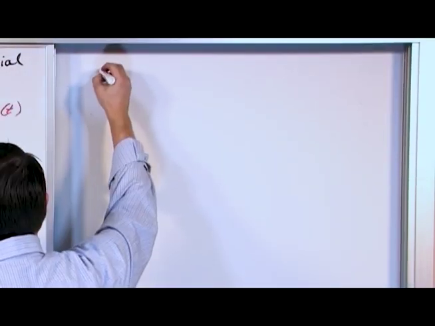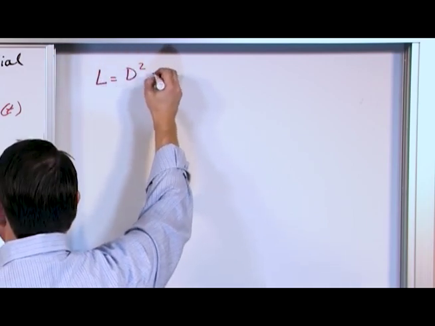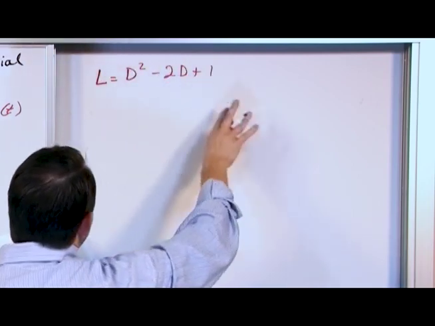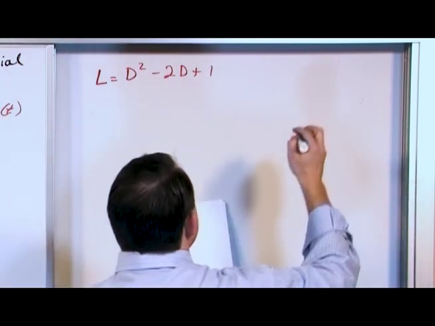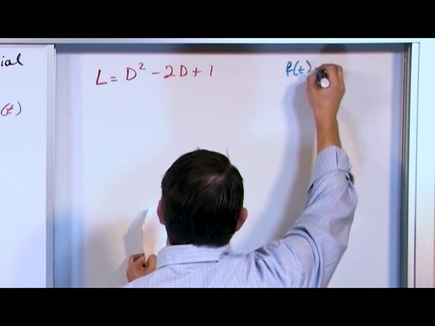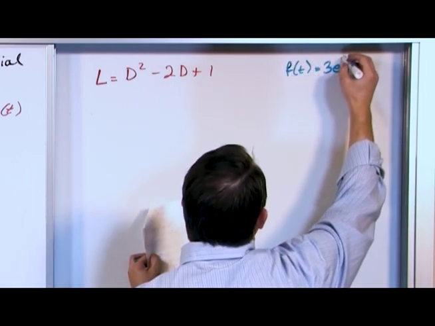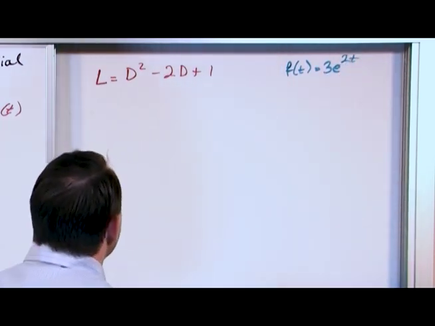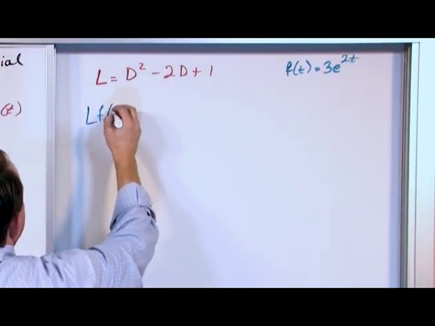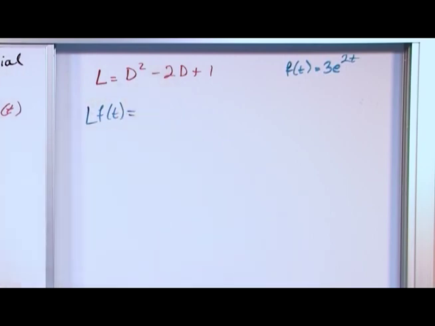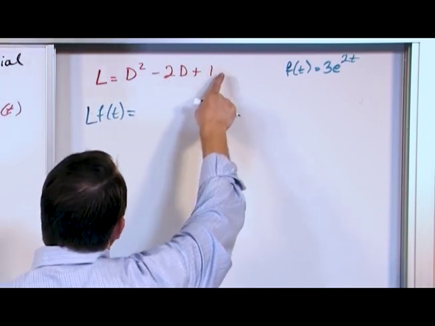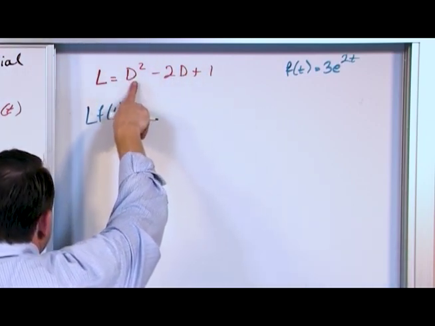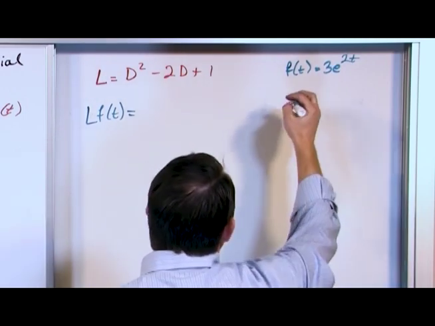So for the next problem, let L be D squared minus 2D plus 1. Same operator, I didn't change that, but let's change the function and make f of t equal to 3e to the 2t, right? So what we're trying to find is L f of t. You can write it out any way you want, but at the end of the day, this function is going to need to be operated on by each part of this operator. So I'm going to need a second derivative and a first derivative, so I'm just going to find it right here.